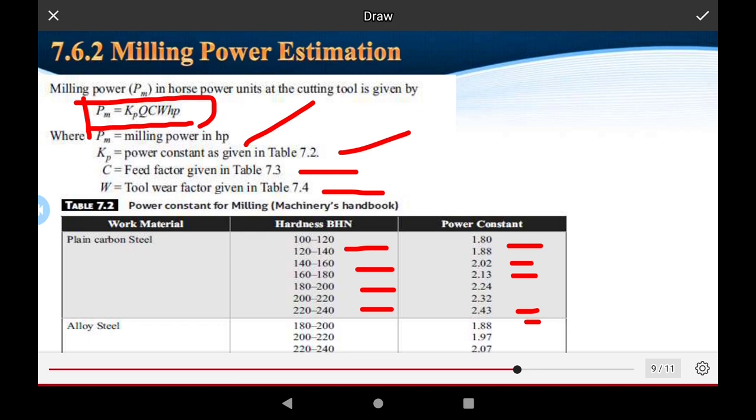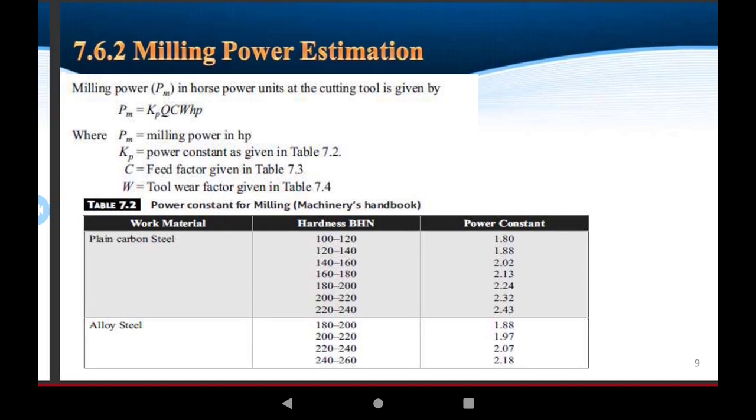This formula is applied to different cases: putting in all the values in this formula, you find the value of power. This is a very important formula, and I will discuss some of the values from the tables.